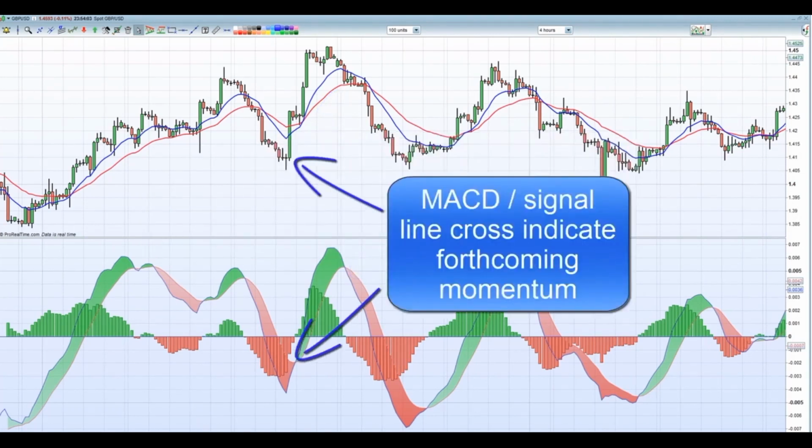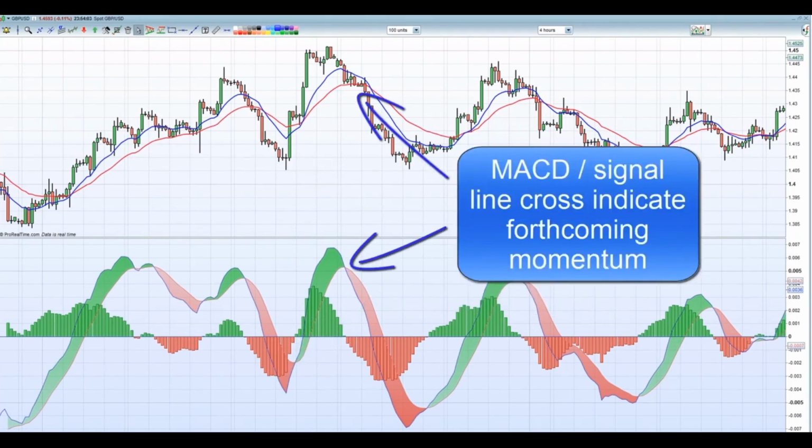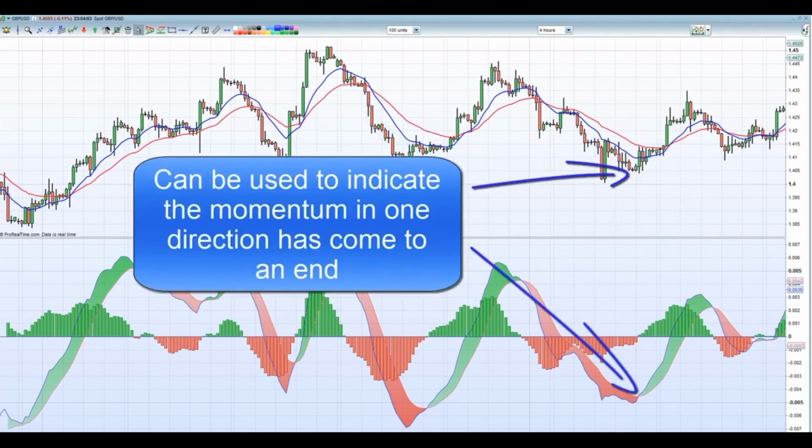Traders use MACD and signal line crosses, such as these, to indicate momentum trades. You can see how these crosses often match up with market moves. Traders also use the MACD crosses to indicate when momentum is coming out of the market and may use it as a signal to exit a trade.